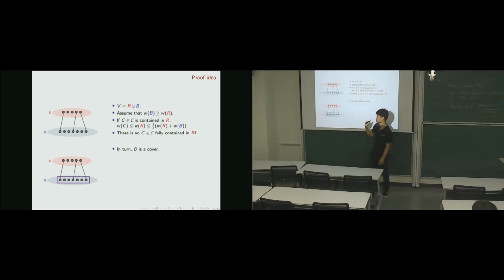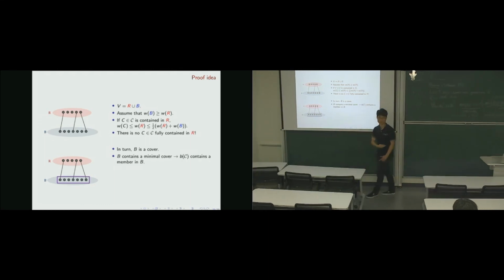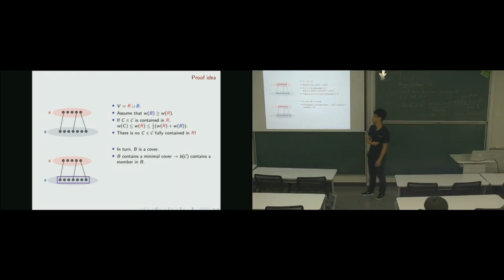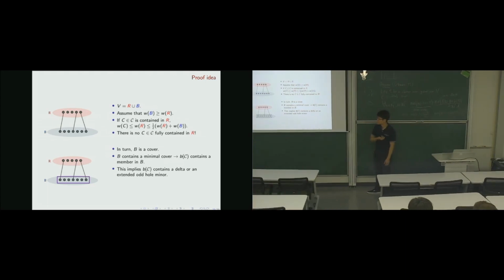And because B is a cover, there's a minimal cover contained in B. So there's a monochromatic member in this clutter. So by using the last tool, you can find the delta or an extended odd hole as a minor in the blocker. Now you can move to the clutter and find the blocker of a delta, which is delta, or the blocker of an extended odd hole as a minor. Okay, so I think this is it.